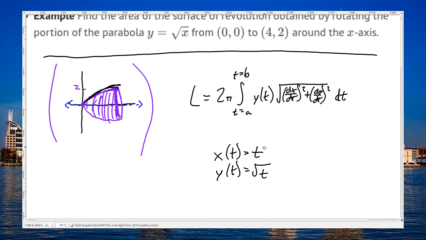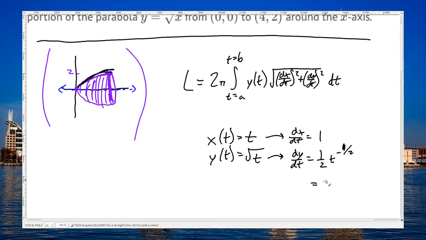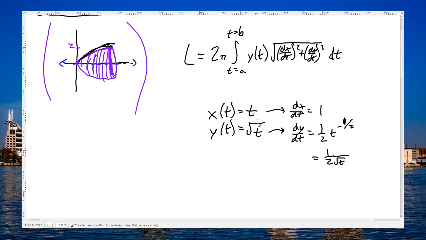So now I will take these, and I need to know what dx/dt is. So my dx/dt would be the derivative, which would be 1. My dy/dt would be t to the 1/2 becomes 1/2 t to the negative 1/2. All right, and so probably 1 over 2 root t would be the cleanest way to write that. So now we'll take this and we'll plug in to everything.